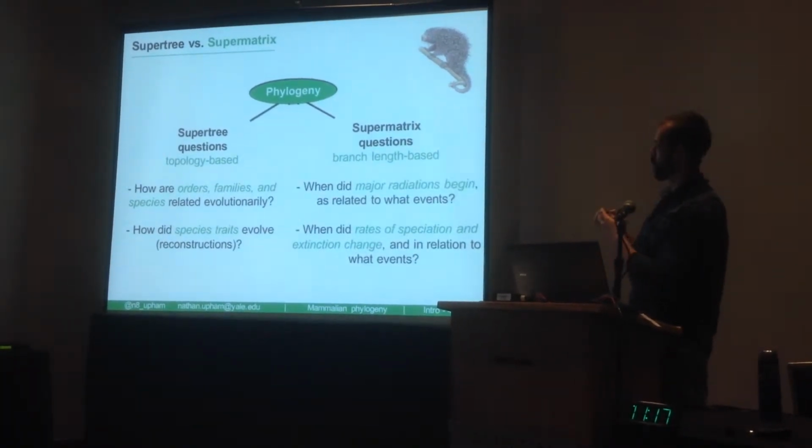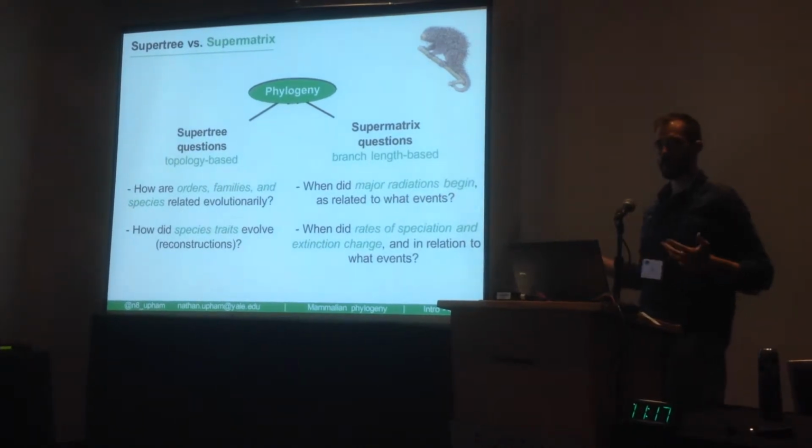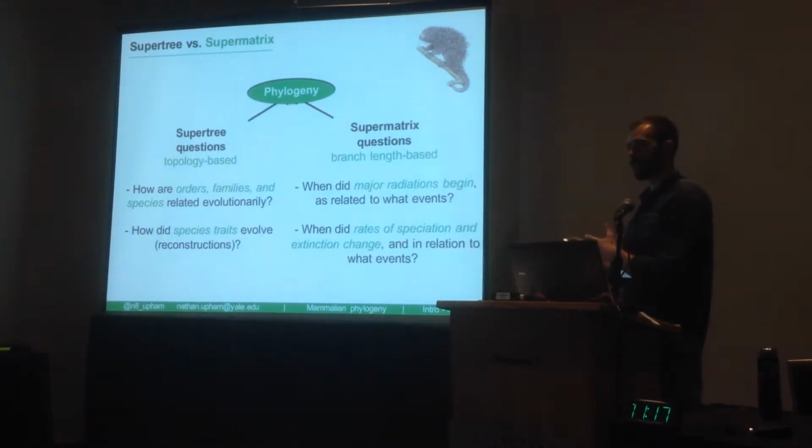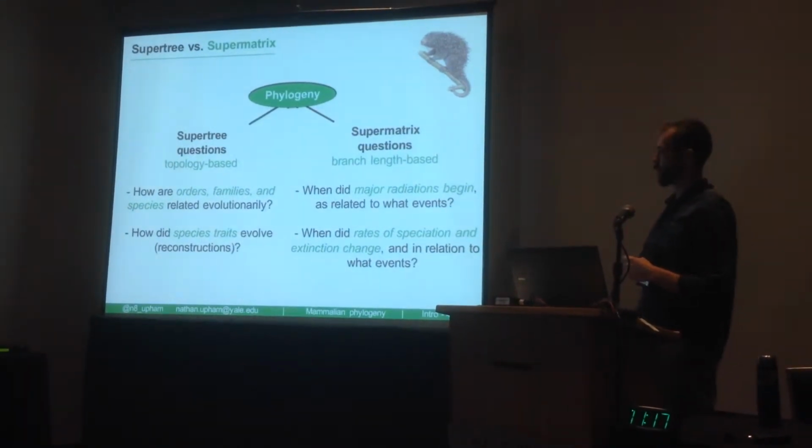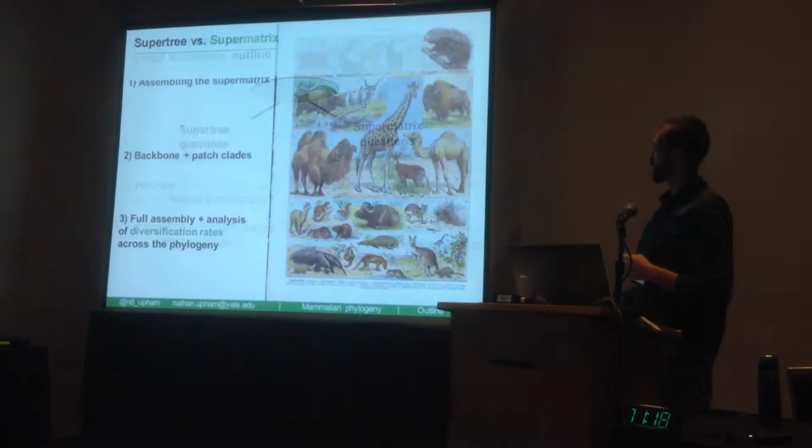But then, when we're interested in questions of how major radiations began and in relation to what events or rates of speciation and extinction, we really need more accurate branch lengths.